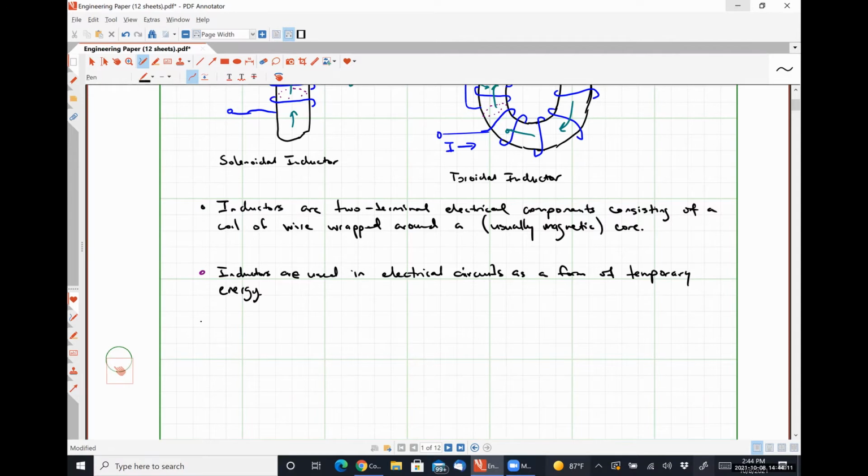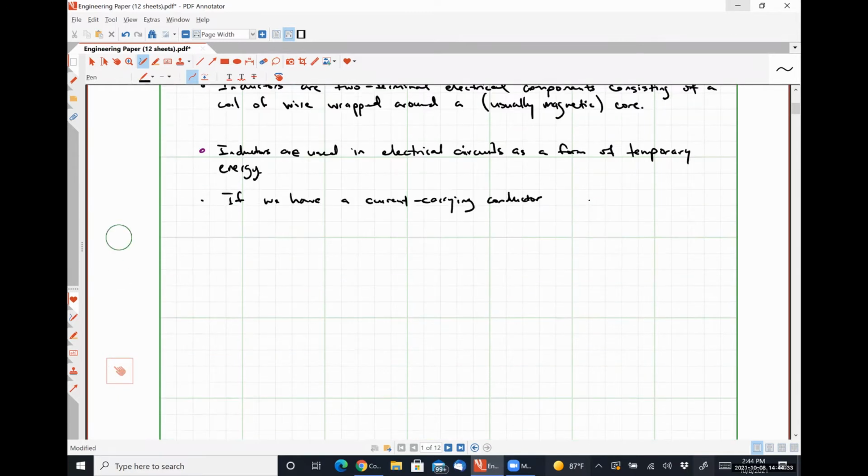But if we have a current carrying inductor, right? So let's say if we have a current carrying conductor, so we literally just have a section of wire through which some current I is passing, right? This current I could be a constant value or a DC current, or it could be a time varying current.